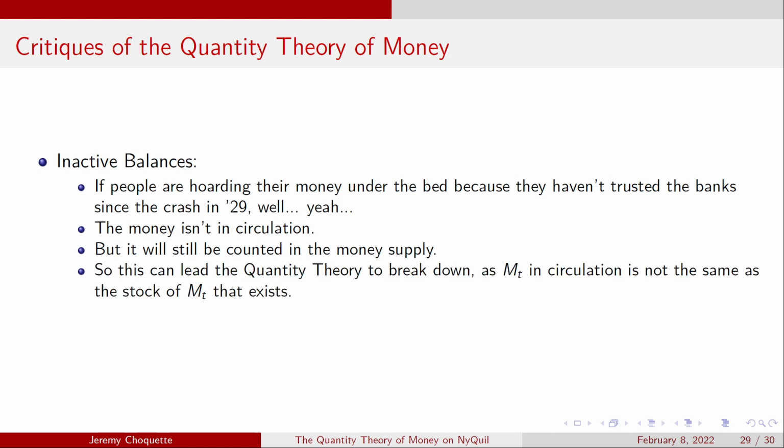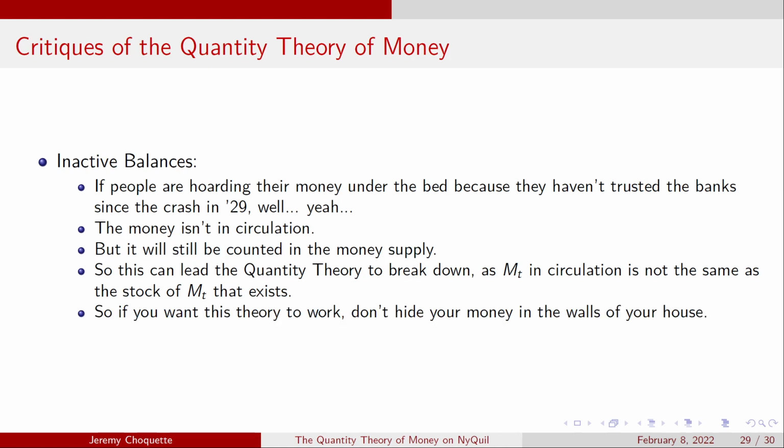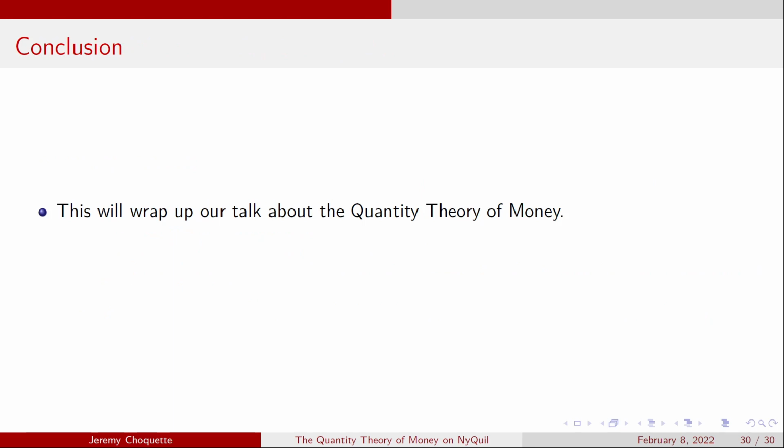This can lead to the quantity theory breaking down, because the money supply that's in circulation is not the same as the stock of money that exists. We can measure one, but the other one isn't really being measured all that well. The money velocity is going to change a little bit, yes. But the difference between the money that's actually circulating and the stock of money is not going to be picked up, not going to be cushioned, if you will, by the velocity of money. So the main takeaway is, if you want the theory to work, don't hide your money in the walls of your house. Now, this wraps up our talk about the quantity theory of money.